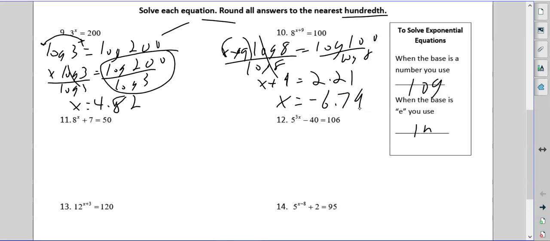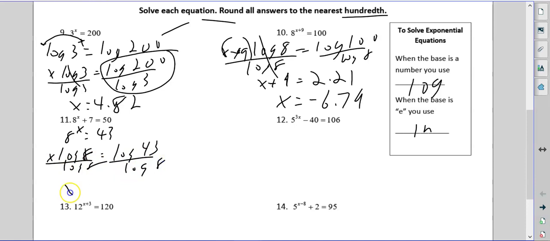Now, we can't do anything on number 11 yet until we get rid of that 7. Okay? So I'm going to have 8 to the x equals 43. Now I log both sides. Again, x log 8 equals log 43. Divide by log 8. Divide by log 8. And I get x equals 1.81.